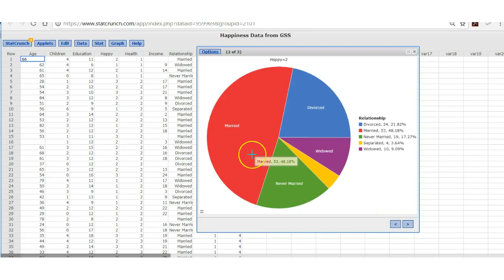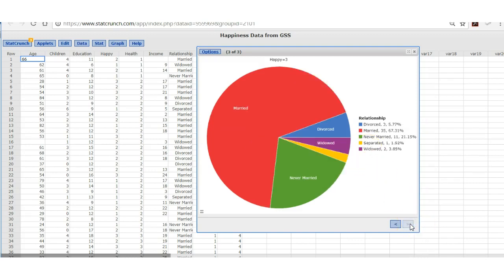This one was the pretty happy response. So almost half of those are married. The smallest of these is the separated. And then with the pretty happy, we can see a big percentage of these are married. The next biggest is the ones that were never married. So this is kind of an interesting way to break down the responses to these two different questions.